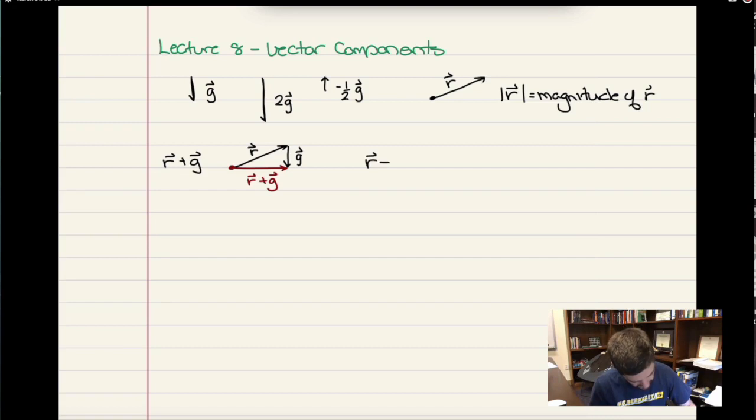Similarly, r minus g: you do the same thing, but instead of adding g, you could think of this as adding to r negative g. So negative g is just g, but it points in the opposite direction. So this would be negative g, this is r. As a result, the answer of r minus g might look something like that. It is pointing both to the right and upward in this case.